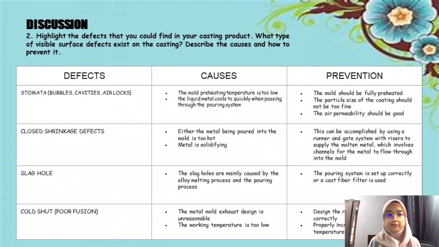The third defect we could find is slag hole. Slag holes are mainly caused by the melting process and the pouring process. So, to prevent this, we must ensure the pouring system is set up correctly or a coarse fiber filter is used.